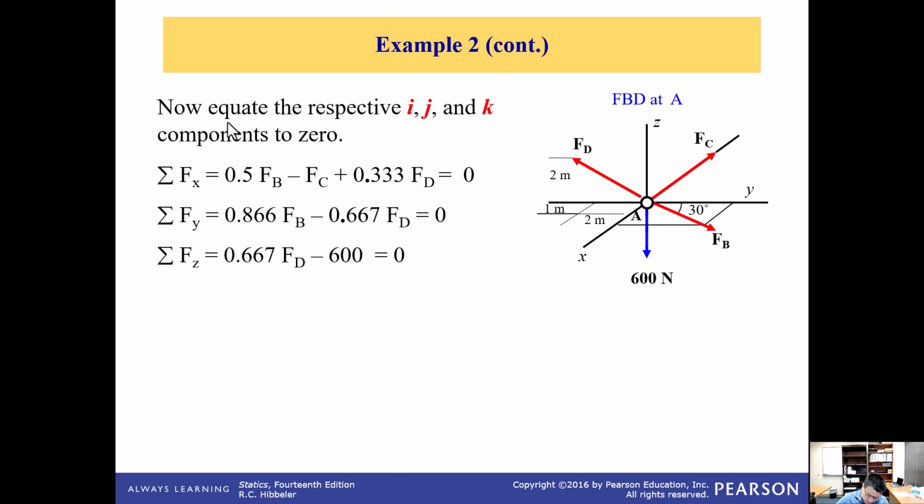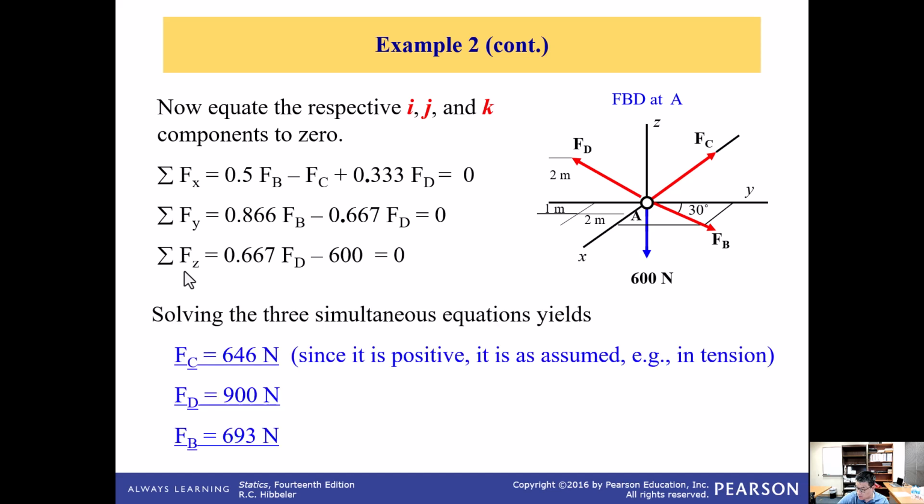So, and then it's time to use our three equilibrium equations. Sum of the forces in the X direction equals to 0, sum of Fy equals to 0, sum of all the forces in the Z direction equals to 0. And here are the equations, and then you can solve the three forces, FC, FD, and FB. And here's the answer. Okay.